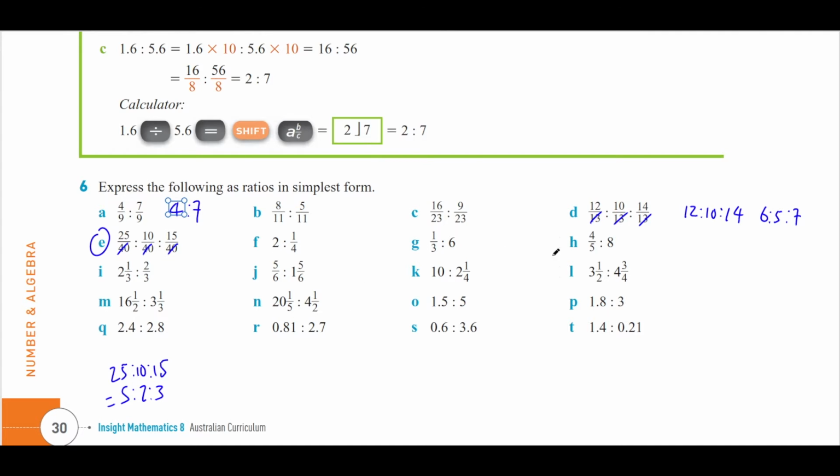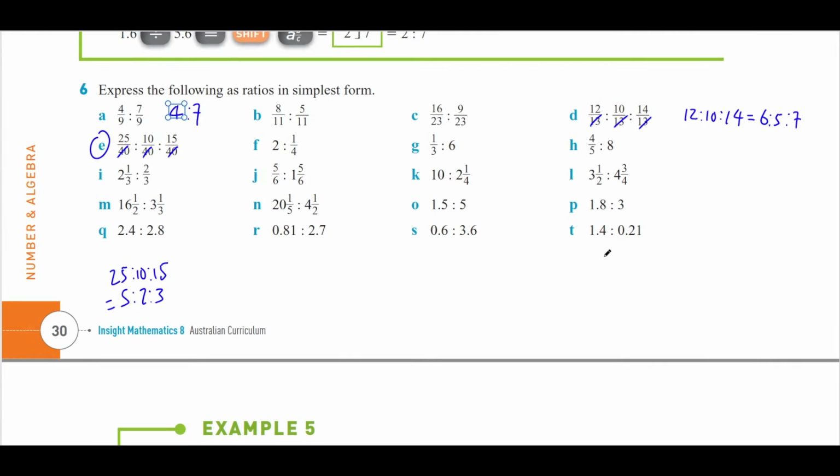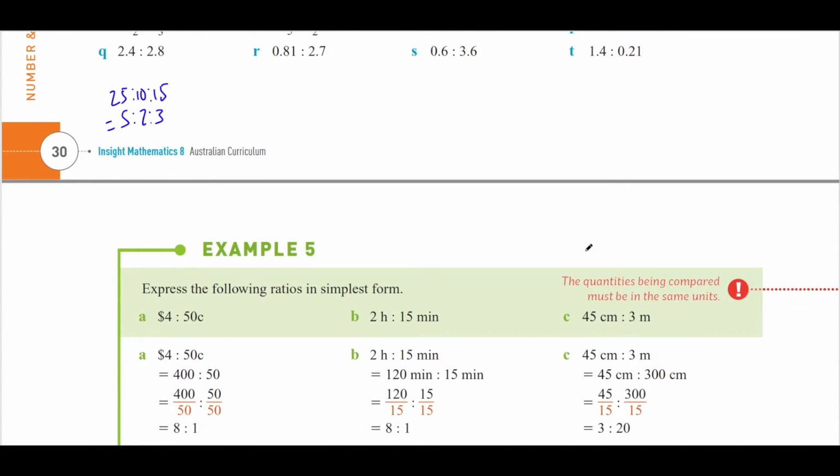Now for the other questions, you can just use your calculator to do it because there's only 2 numbers involved. So just be careful with the cases where there's 3 numbers involved. If they all have the same denominator, just cancel them and then write the top numbers down and then try to simplify it. Alright, so that's question 6 out of the way.